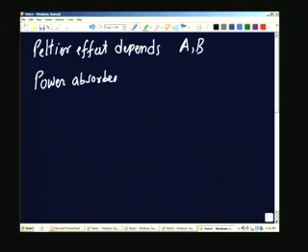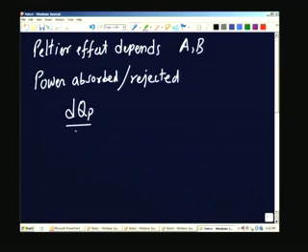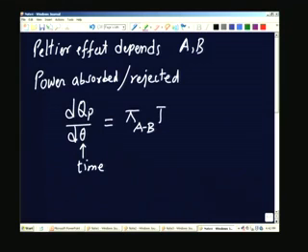of course, I have explained already that absorption or rejection will be dependent on the direction of the current, and therefore, the power absorbed or rejected is given by dq Peltier by d theta. I am going to use theta for time, because T will be used for temperature. I am going to use theta as the time quantity. This will be given by pi, which is a function of the two materials AB and the current I.